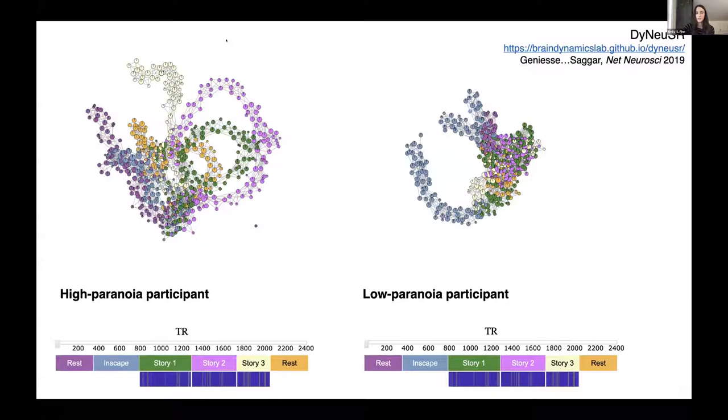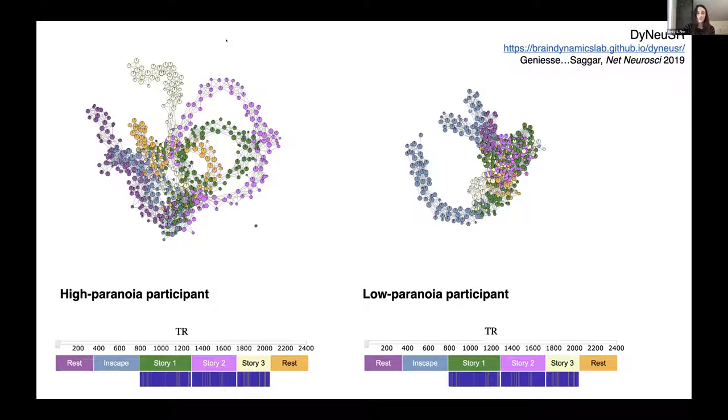We also had two additional conditions in the scanner, and this is all fMRI data: a resting state run and a run with just an abstract visual stimulus. These graphs, which were created in collaboration with Manish Sagar, who just introduced his tool, are low-dimensional topological embeddings of whole brain activity from two individual subjects as they undergo these different conditions.